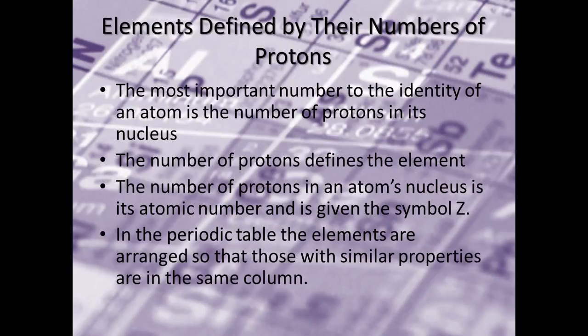Elements are defined by their numbers of protons. The most important number to the identity of an atom is the number of protons in its nucleus. The number of protons defines the element. The number of protons in an atom's nucleus is its atomic number and is given the symbol Z. In the periodic table, the elements are arranged so that those with similar properties are in the same column.